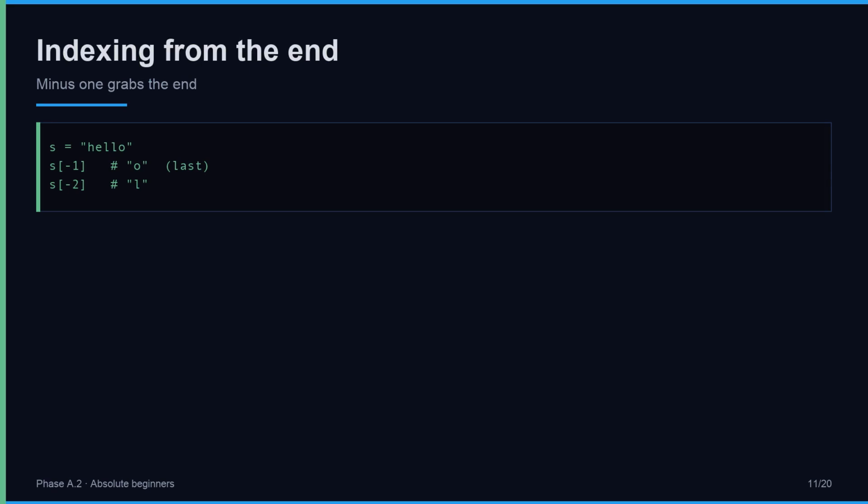s[-1] is the last letter, o. s[-2] is the second to last, l. So you never need to know the length to grab the final character, just ask for -1. Negative indexing is a small kindness that saves you a length call whenever you want the end of a string. -1 grabs the end.